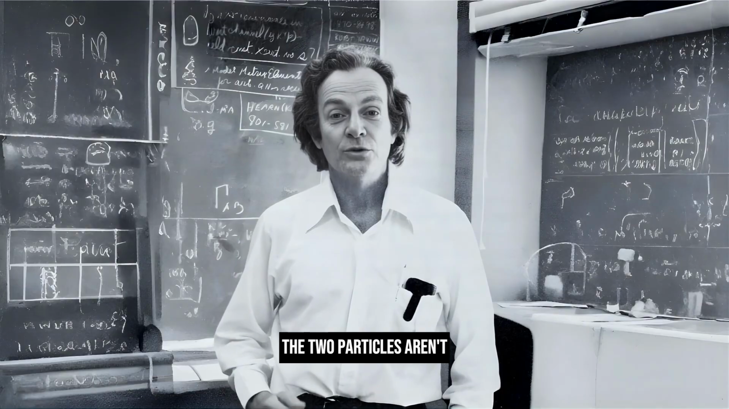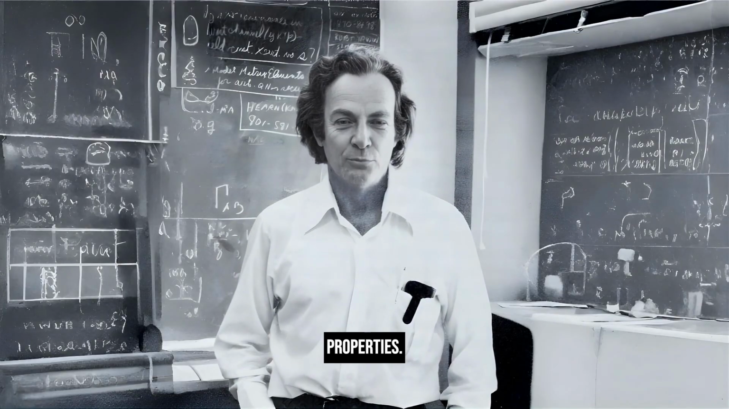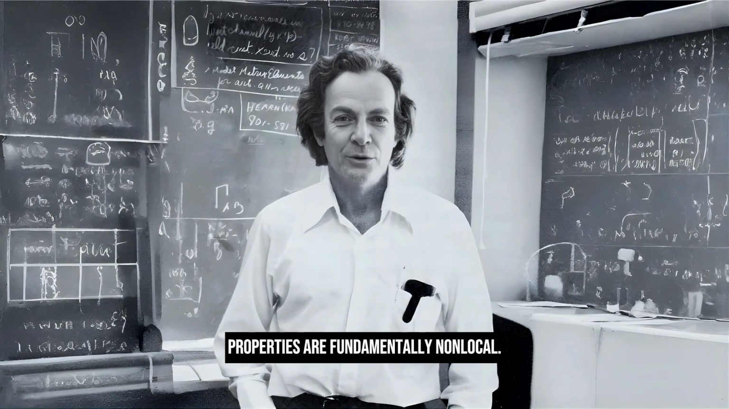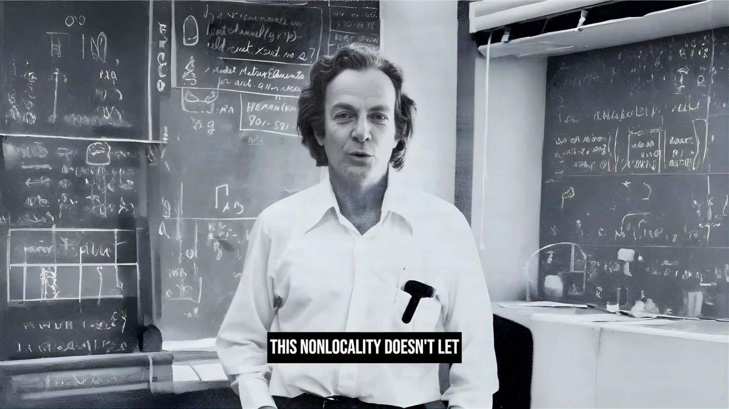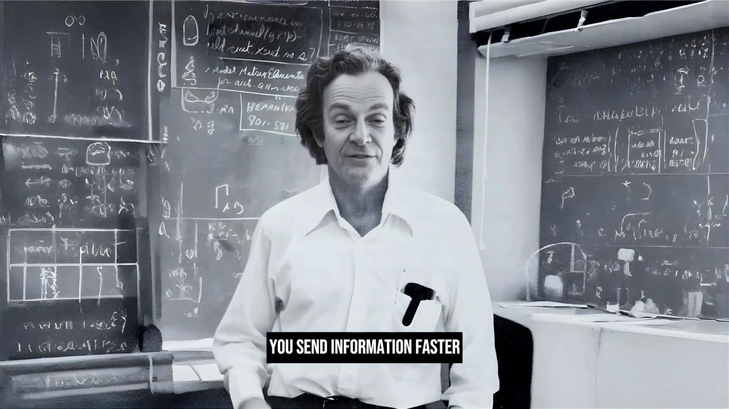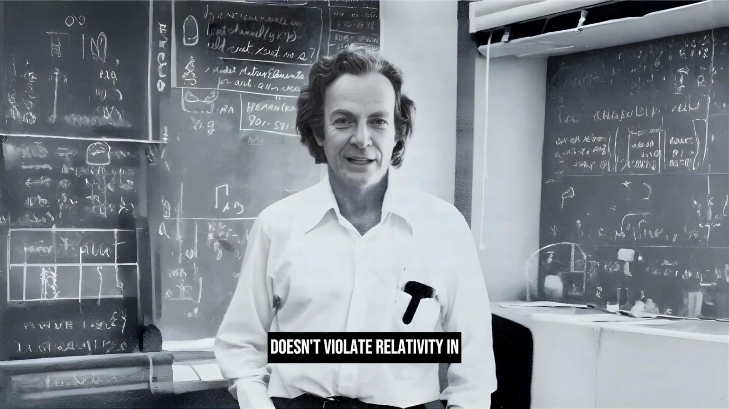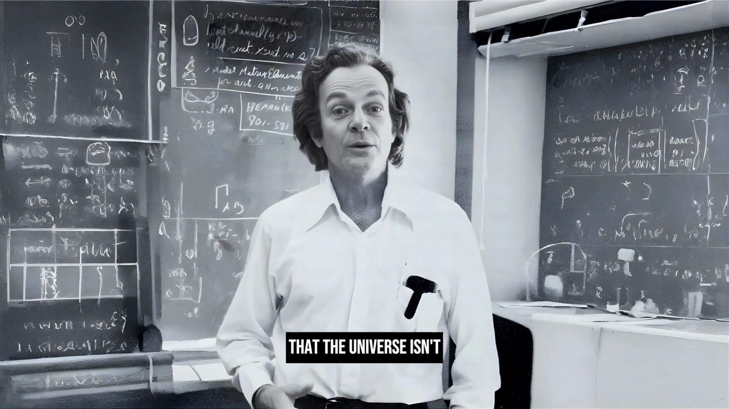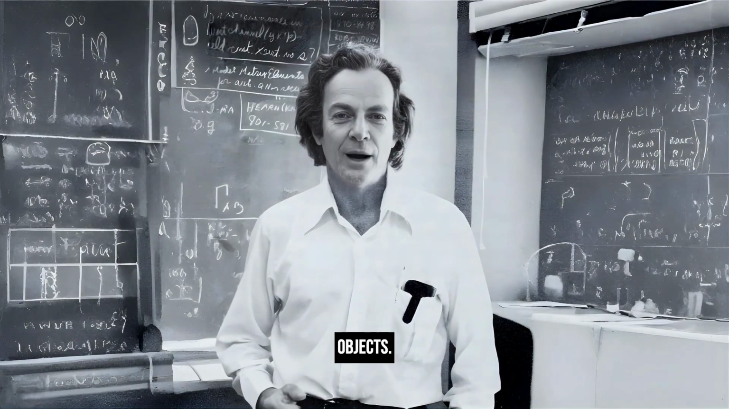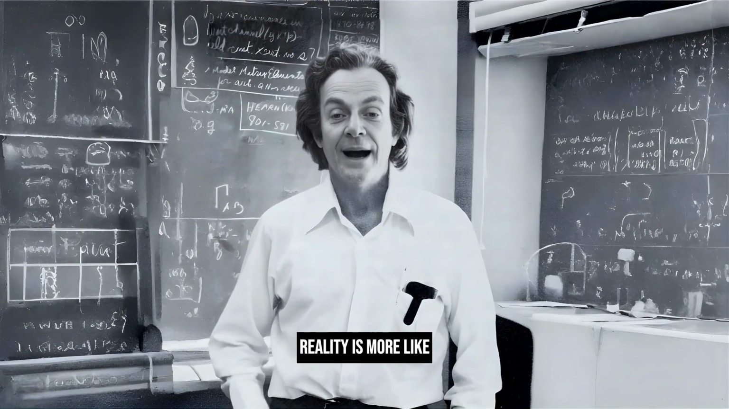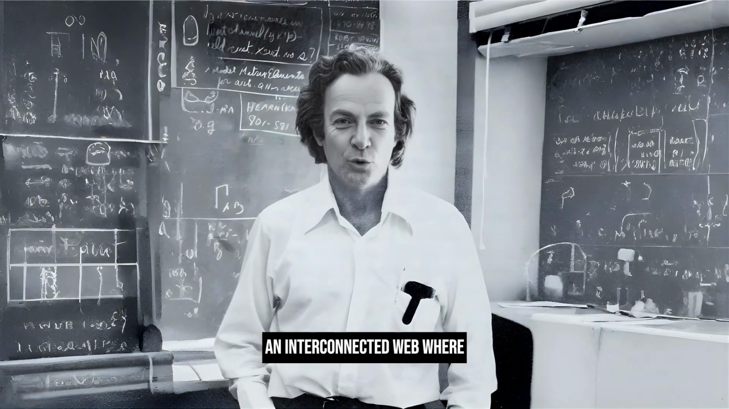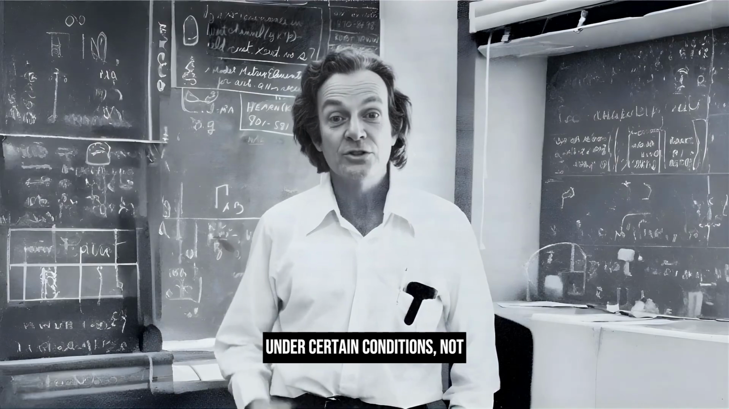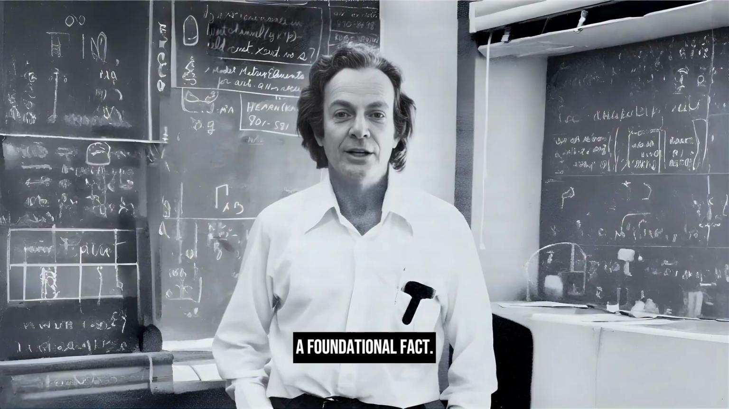The two particles aren't separate objects with independent properties. They're components of a single quantum system whose properties are fundamentally non-local. This non-locality doesn't let you send information faster than light, so it doesn't violate relativity in a way that breaks causality, but it does mean that the universe isn't built from separate local objects. The fundamental level of reality is more like an interconnected web where separation is an emergent feature that only appears under certain conditions, not a foundational fact.